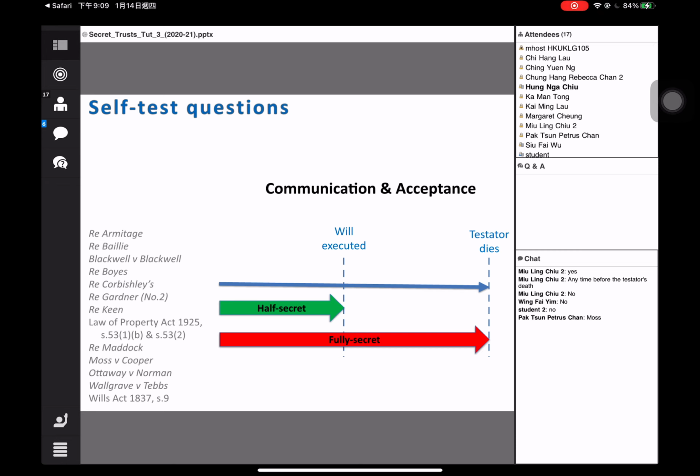That's Moss and Cooper. Now, under what circumstances, question number 4, can communication be effected by a sealed envelope? Can it be effected by a sealed envelope? The terms, is that possible? So if I'm the testator and I want you to be the secret trustee, can I say to you, will you agree? You say yes, and I say, the terms I'm going to write down in this envelope and seal it. I do not want you to open the envelope until after I've died. The terms are in there. Can I do that? Is that possible?